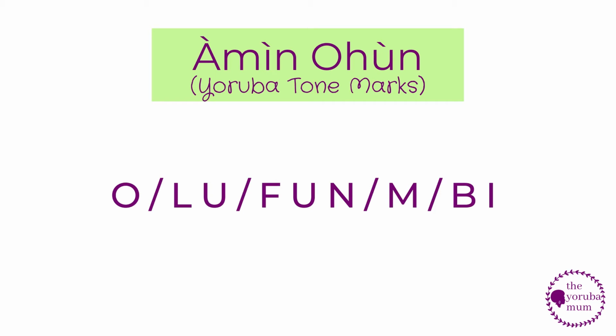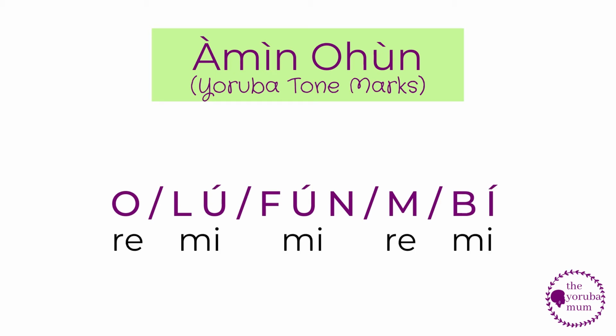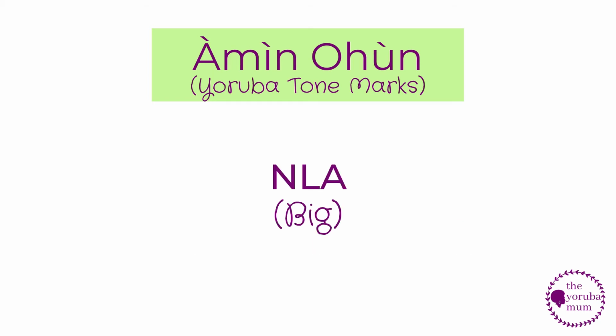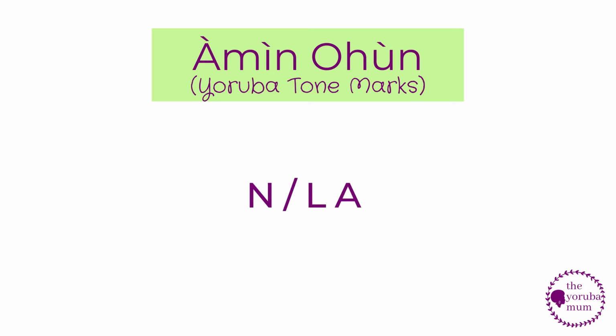If we want to put tone marks on this name, we will have Re, Mi, Re, Mi. Now remember we said the Re mark can be left blank. That's the reason why there's nothing on top of the letters O and M. Another example is the word Nla. Nla means big. If we break the word into syllables, we will have N and then La.